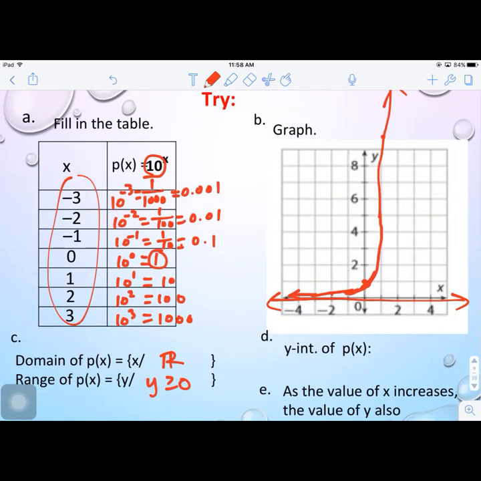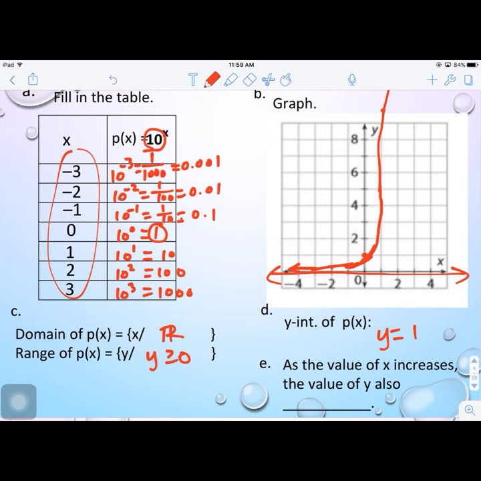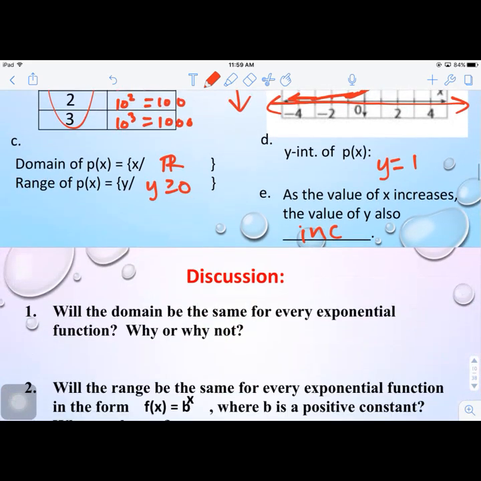So think about that. Is that a pattern, or is this actually true for all exponential growth? So I want you to think about that for a minute. We're going to address that later. So the y-intercept in this case is 1. And again, as the value of x increases, we can see that the numbers are getting bigger. So the y values are increasing as well. So the function is increasing.